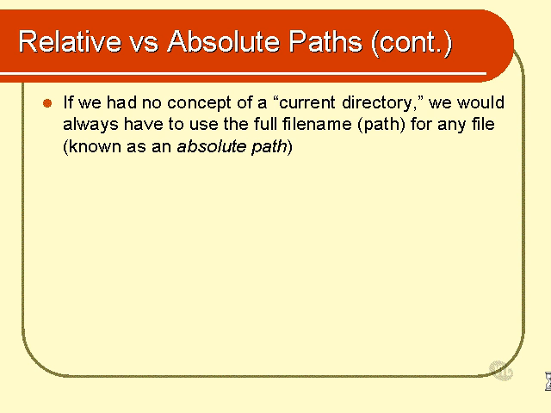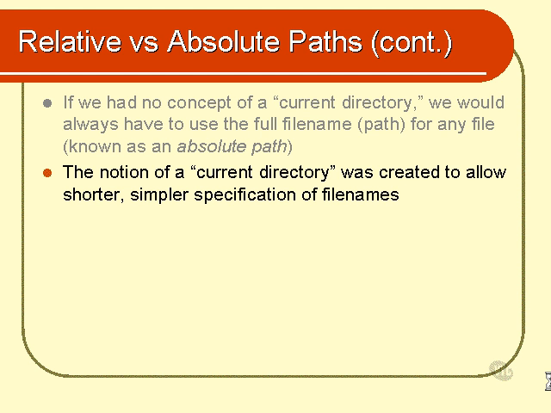It's absolute because it doesn't matter where you are at the time. If you type in that whole thing, including the / at the beginning, then you will always be able to access the file. Absolute path has an advantage that it never changes. Depending on where you are, you can be anywhere, and the absolute path to a file is always the same. But the disadvantage is that it can be very, very lengthy to type. In other words, inconvenient.